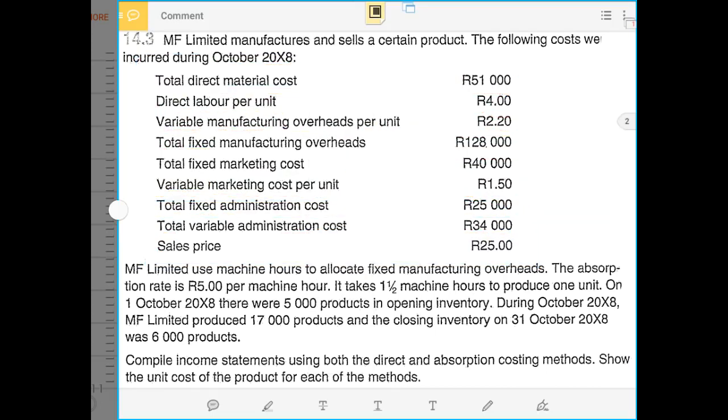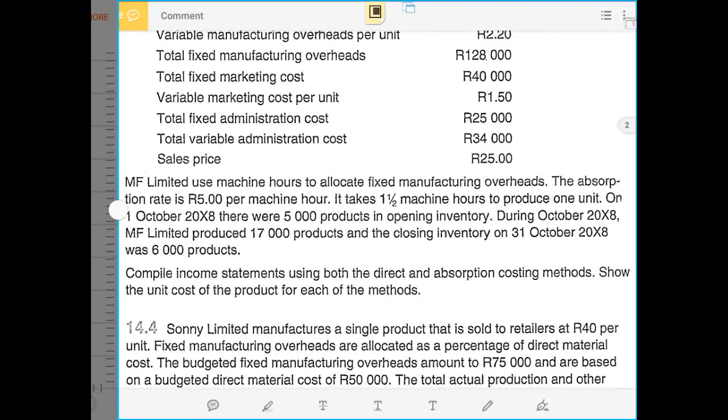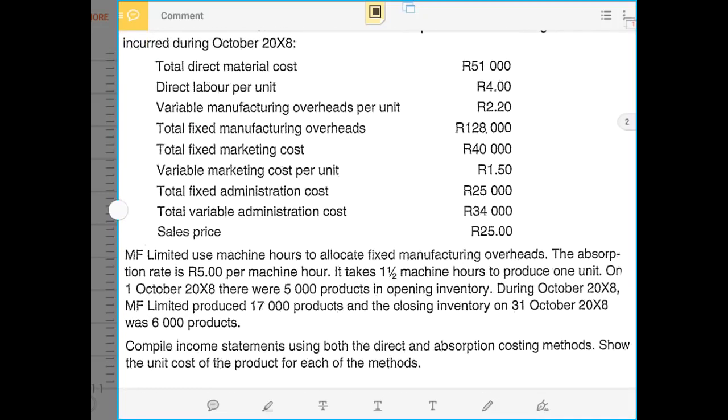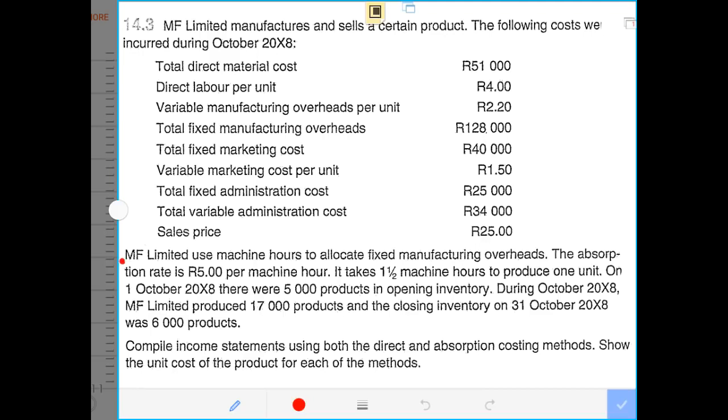Then we have to read further and see how much more information we have to observe. It says that MF Limited uses machine hours to allocate fixed manufacturing overheads. So it means our fixed manufacturing overheads are based on the machine hours. Then it further says that the absorption rate is 5 rand per machine hour. Take note, it is per machine hour. So this is the predetermined overhead rate, which is 5 rand per machine hour, or the absorption rate.